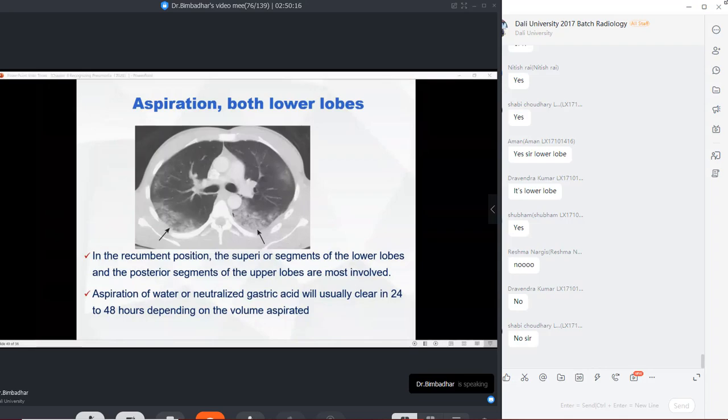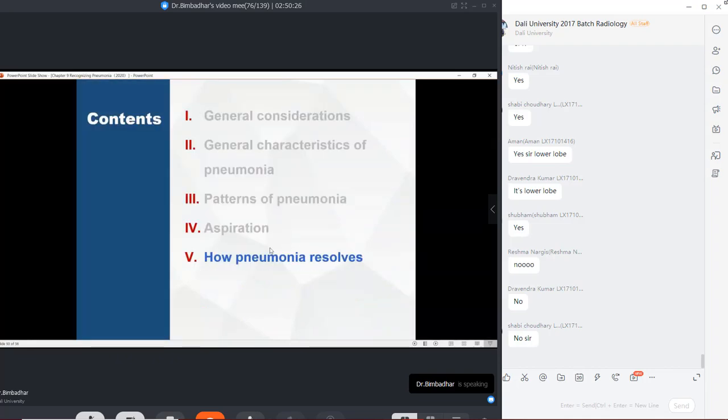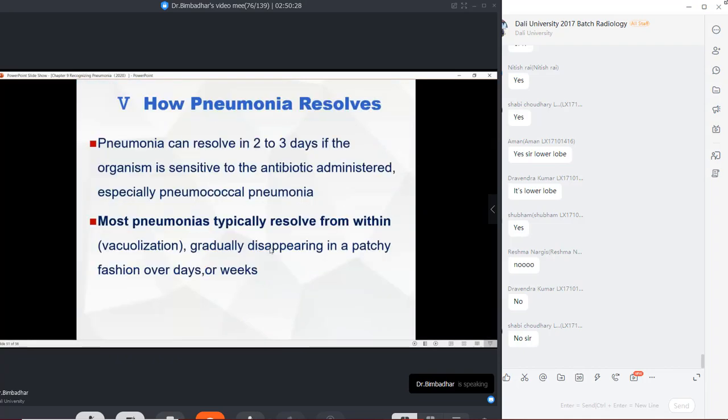So what are you going to give? You are just going to put the patient under observation for 24 to 48 hours and see how much it is going to remit. Now, but if it is a pneumonia, we have to try to understand how it resolves.